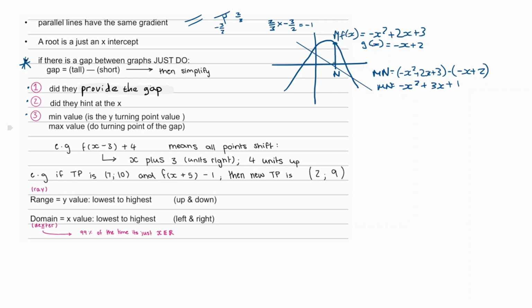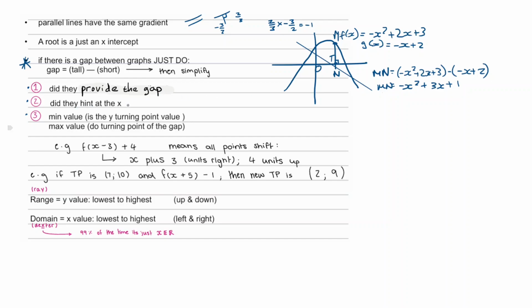And so any time that you've got a gap between graphs, often there'll be a whole long life story happening beforehand. This is perpendicular, it's parallel to the y-axis, all this kind of stuff. Anytime that you see a gap, just go tall minus short, and once you've simplified, ask yourself these three questions. Did they provide the gap? So did they tell us mn is 8? And then go backwards and work out the length of, let's call that a t at the x-axis. Work out the length of OT. Did they give me mn and say it was 8? Because then I just sub an 8 here, and I can take it all across and factorize.